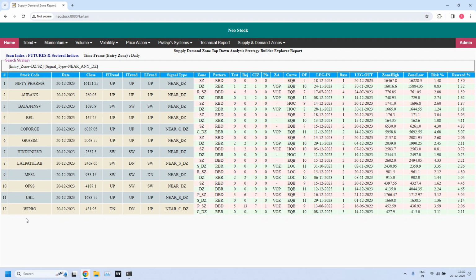So 12 stocks are identified near daily demand zone, and the stocks with high liquidity demand zones we will identify. We have C4, which is a fresh zone, and then we have Lalpat Lab, it is also a fresh zone, and then we have one more fresh zone, UBL, and also we have one more fresh zone, Wipro. So these are all the high liquidity zones identified, stocks near the demand zone.